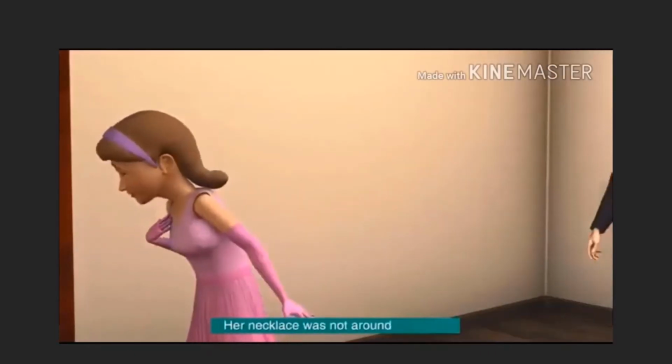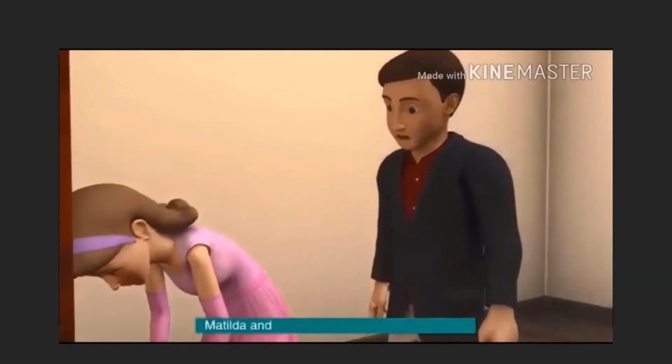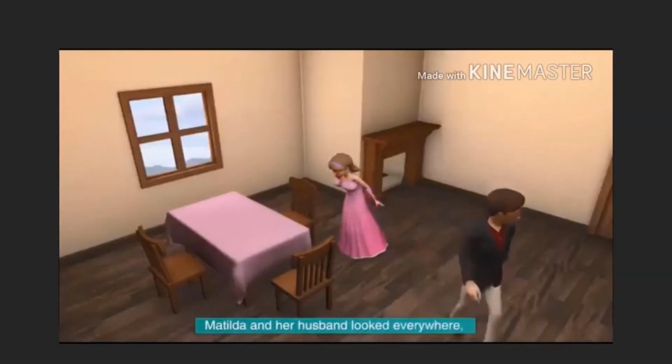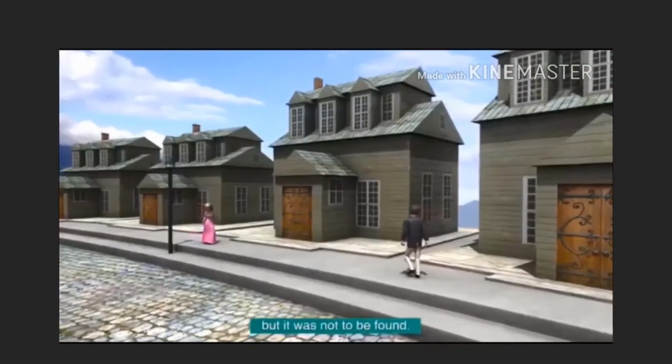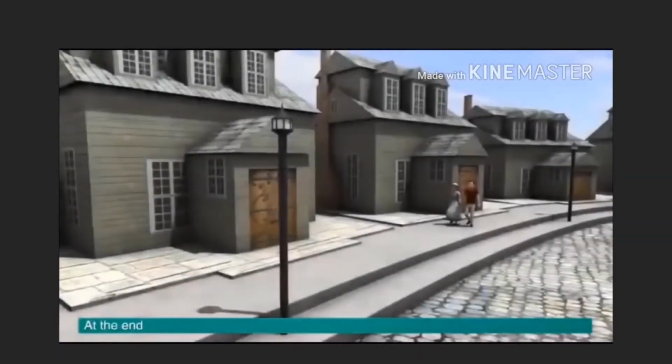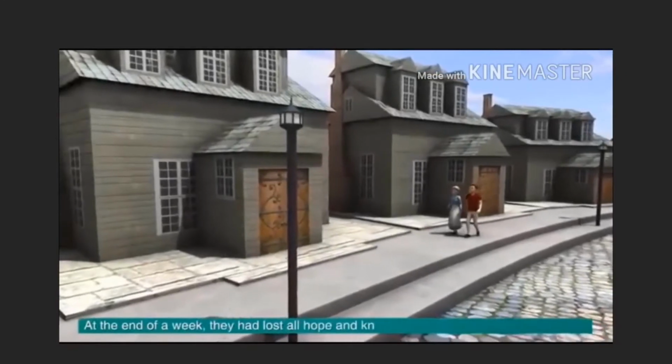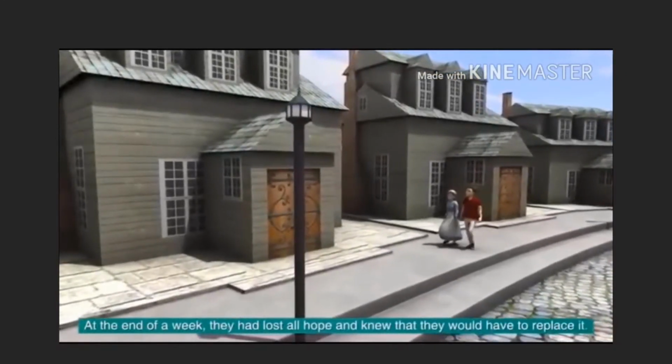Her necklace was not around her neck. Matilda and her husband looked everywhere, but it was not to be found. At the end of a week, they had lost all hope and knew that they would have to replace it.